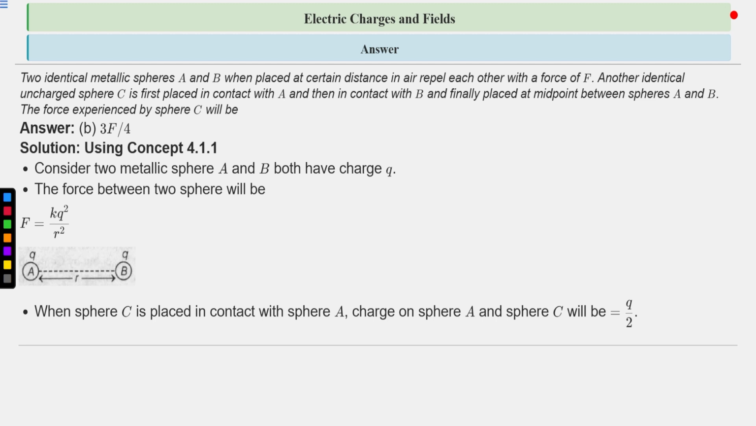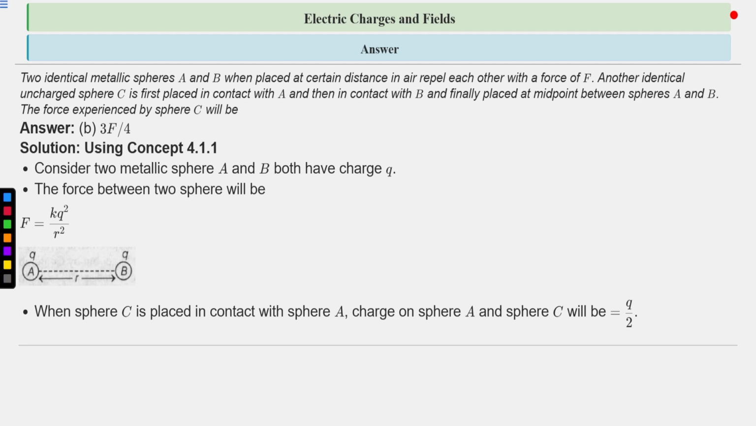Meaning if there is one metallic sphere with charge Q and another with zero charge, the charge after the contact of both the spheres will divide into half. Half will remain with the first charged conductor and half will transfer to the uncharged conductor. Condition: both the spheres should be identical. Non-identical spheres do not have this type of distribution. For identical spheres, half of the charge will get distributed and the charge becomes equal on both the spheres.